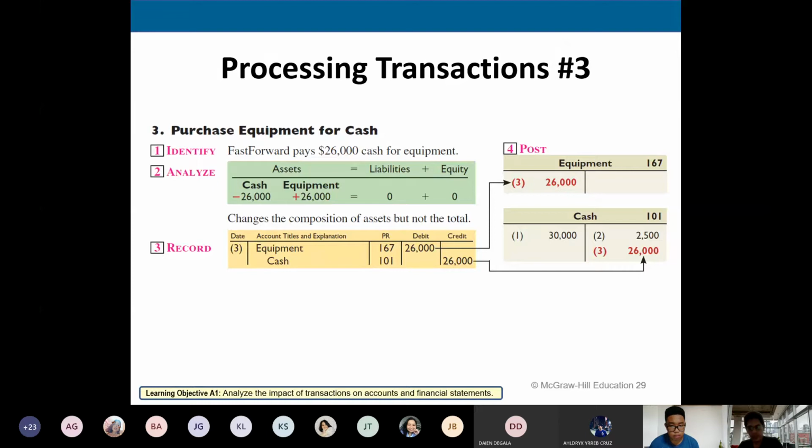What's the entry kung nag-purchase naman tayo ng equipment on cash, okay? Or for cash. Anong entry natin? So that would be, sabi na dito, no? Debit equipment, tama ba? Credit cash. Magkano? 26,500. Okay, no.